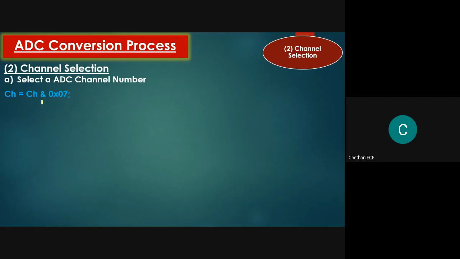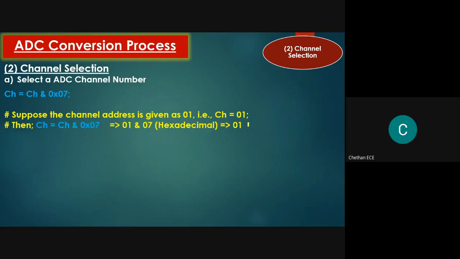What I am doing here is performing the logical AND operation of ch with 07. Why did I write 07? Let's see how we can do this. Assume that the channel address is given as 01, that is ch equal to 01. After performing the logical AND operation with 07 in hexadecimal, let's see what the result is.